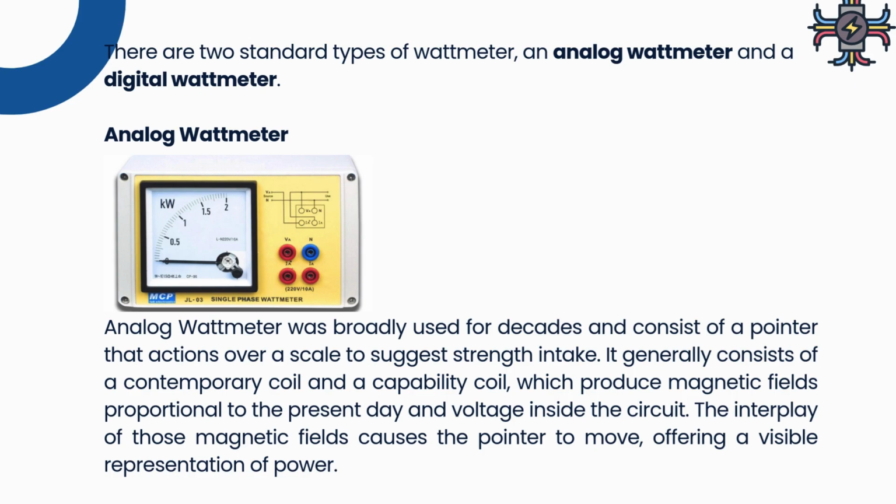A picture of the analog wattmeter is shown in this screen. Analog wattmeter was broadly used for decades and consists of a pointer that moves over a scale to indicate power intake. It generally consists of a current coil and a potential coil which produce magnetic fields proportional to the current and voltage inside the circuit. The interplay of those magnetic fields causes the pointer to move, offering a visible representation of the power.